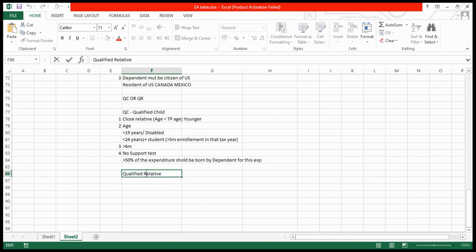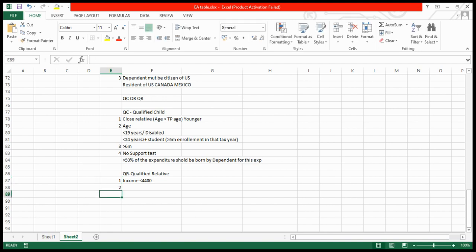Qualified relative is nothing but QR. What are the conditions for it? There is no condition on the age limit here, so that is not required. Income is the main condition. How much should be the income for that person to be a dependent under qualified relative rules? That means income should be less than $4,400. If someone is earning more than this, then he is not a dependent. He should not be part of qualified relative. So this is the first condition: income should be less than 4,400.